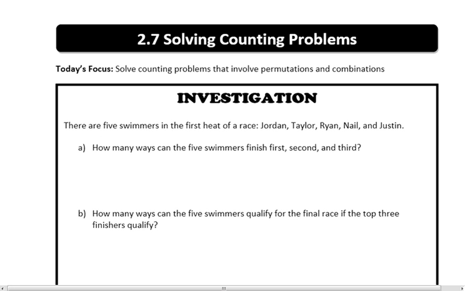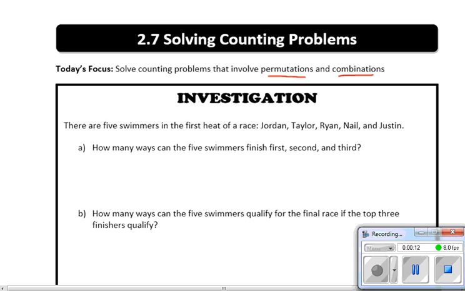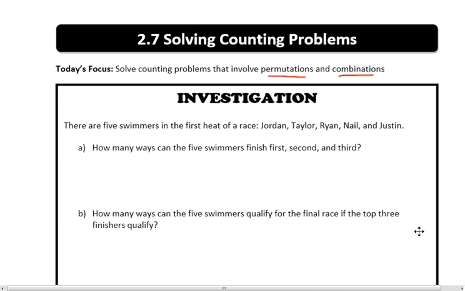Okay, 2.7 is solving counting problems that involve permutations and combinations. And so how do we know when to use what? So let's look at some problems.